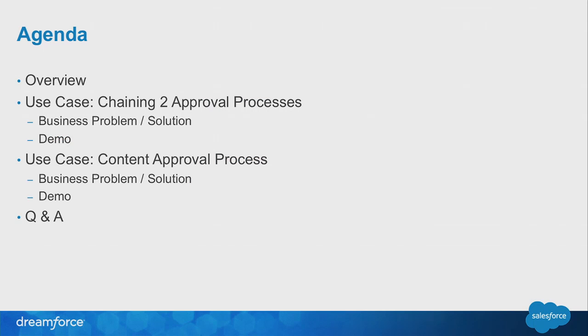So just to touch on our agenda for today, we'll give you a brief overview of approval processes and maybe some of the pitfalls and shortcomings there that we're trying to fill the gap with this Apex code. And then we've got 2 use cases that come from our real business case that Andreina will take you through. We'll do a demo for each. We'll talk about the problem and the solution, and then we'll leave some time at the end for Q&A.